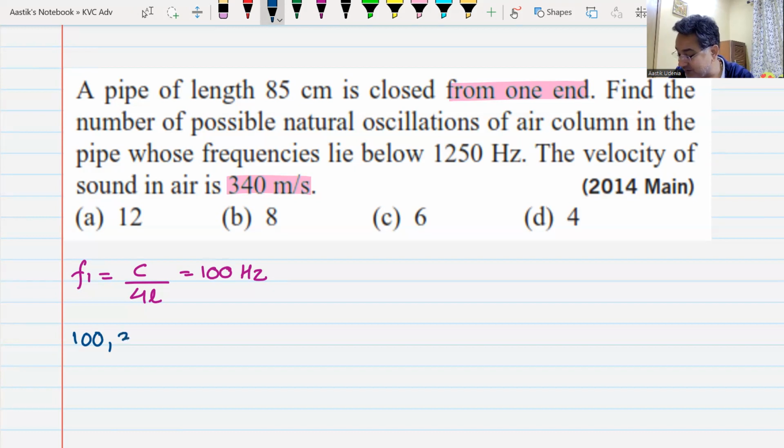Odd harmonics are present. So the next one is 300. The next one is 500. The next one is 700. The next one is 900. The next one is 1100. And the next one is 1300.